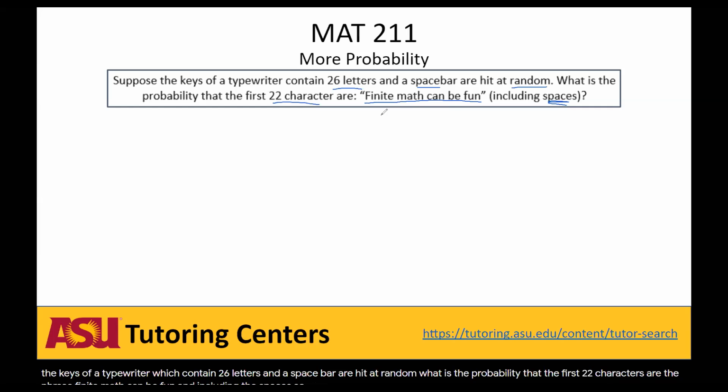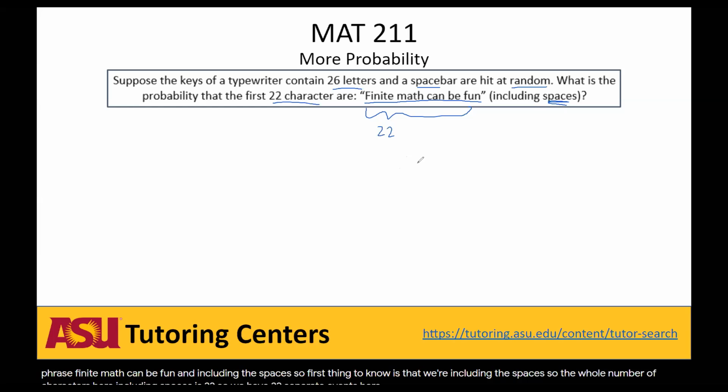So first thing to note is that we're including the spaces, so the whole number of characters here, including spaces, is 22. So we have 22 separate events here. Now, the probability of each key being hit in order to form this phrase doesn't change based off of any other keys that were hit.